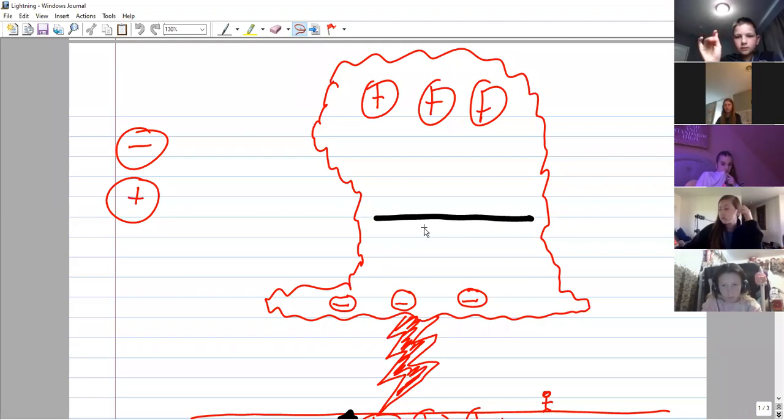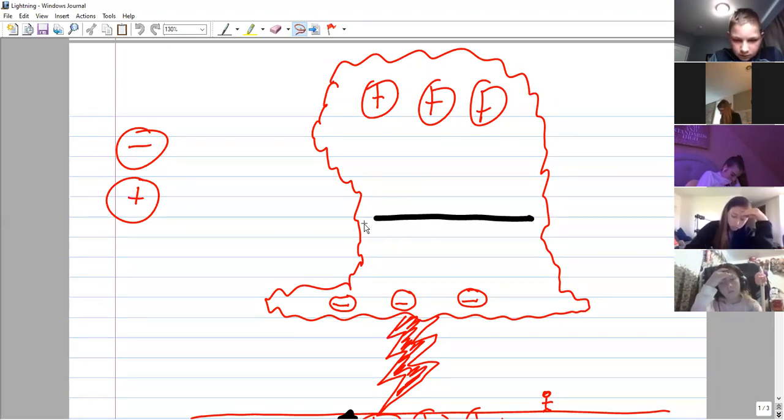Cumulonimbus. Raise your hand. Caleb. Cumulonimbus. Yes, thank you. We have a cumulonimbus cloud, a really tall cloud, and there's a lot of collisions, millions and millions of collisions between raindrops. Lots of friction occurs. We add electrons to one thing and remove them from another.